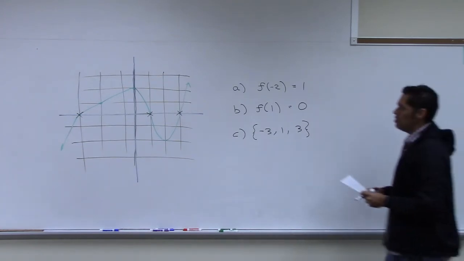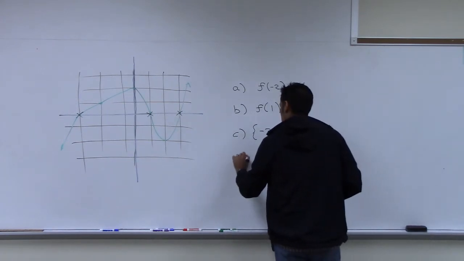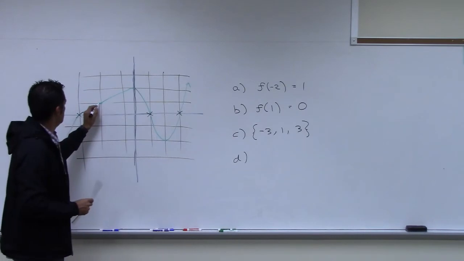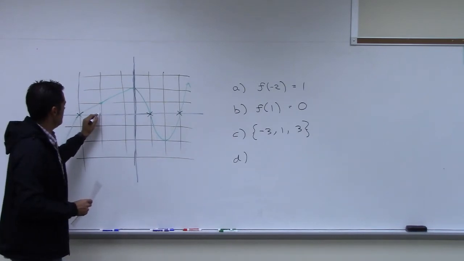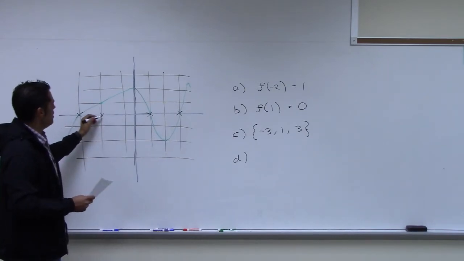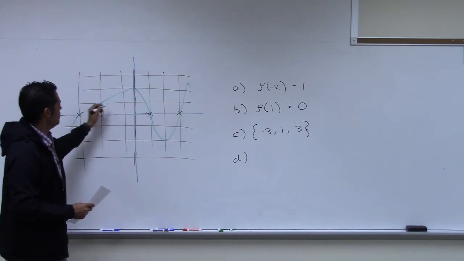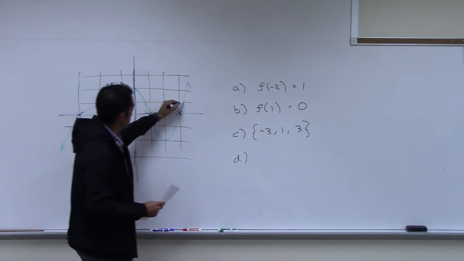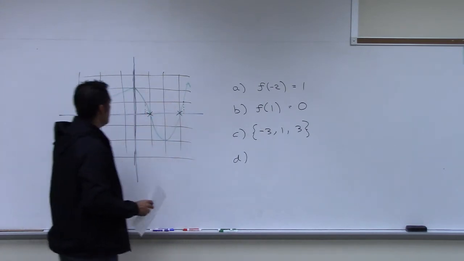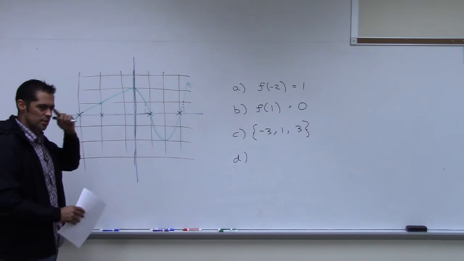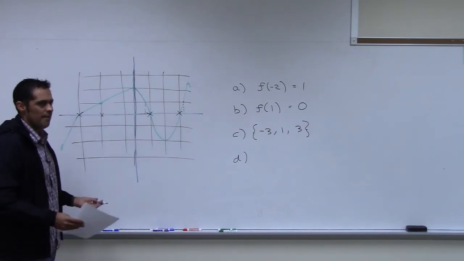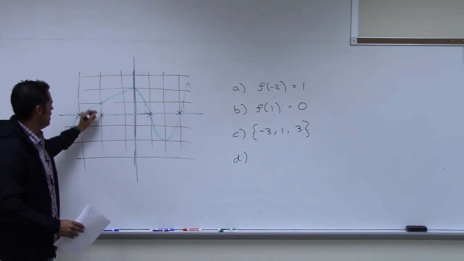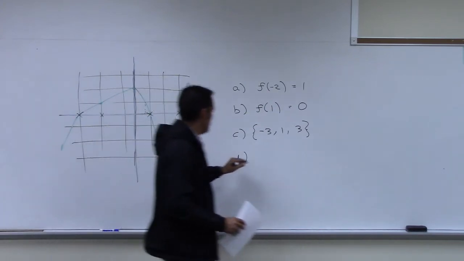Where is the function 1? It happens here, right? Right here. The function's value is 1. There's also another place here, right? And then there's another place here. Now those are hard to just eyeball and have an answer. This one's obvious, right? Where does this happen? At x is negative 2. So I know negative 2 is one answer.